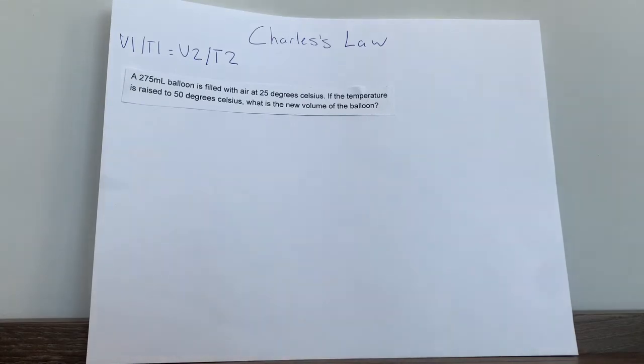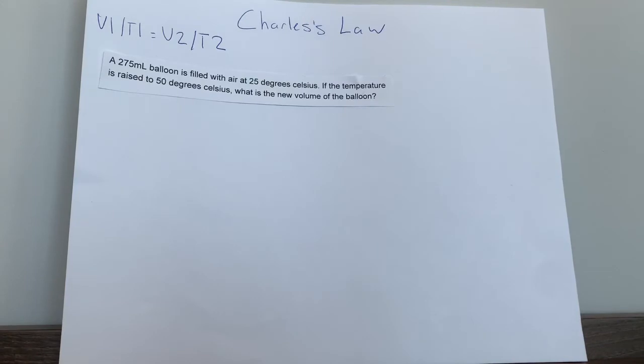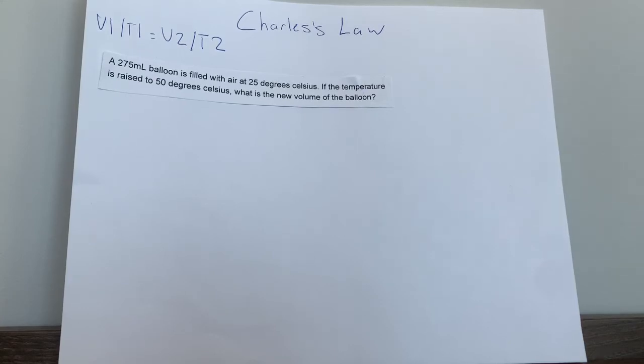The next gas law that we'll be going over is Charles's law, which is V1 over T1 equals V2 over T2. The question that we will be solving is: a 275 milliliter balloon is filled with air at 25 degrees Celsius. If the temperature is raised to 50 degrees Celsius, what is the new volume of the balloon? So what we will try to find is the V2 in the equation.